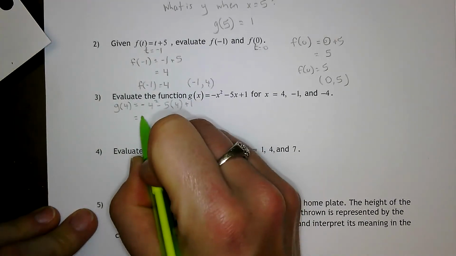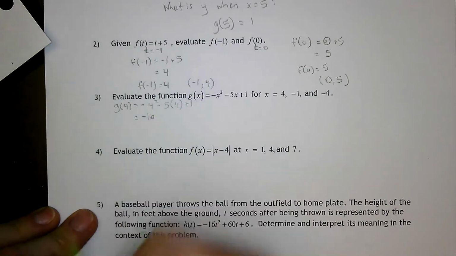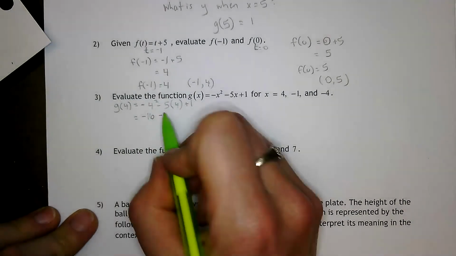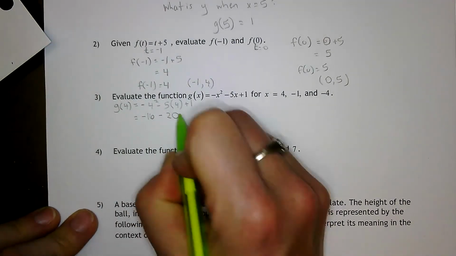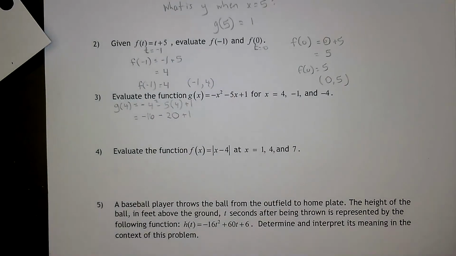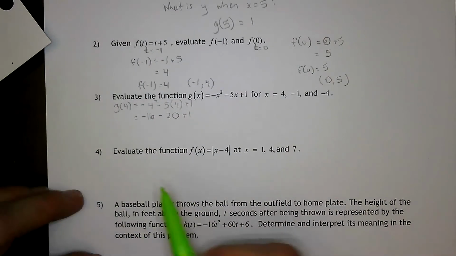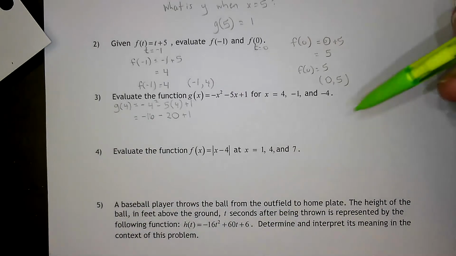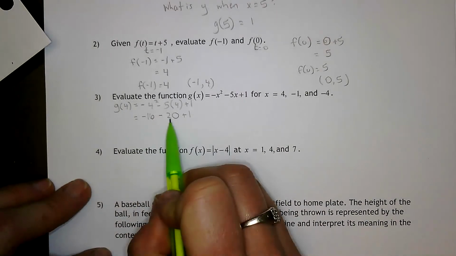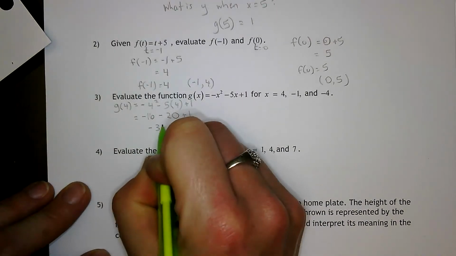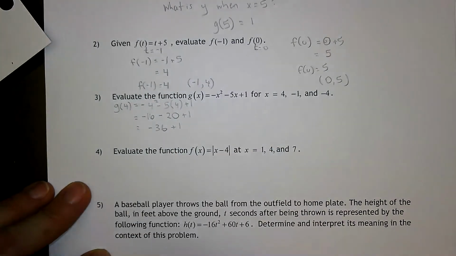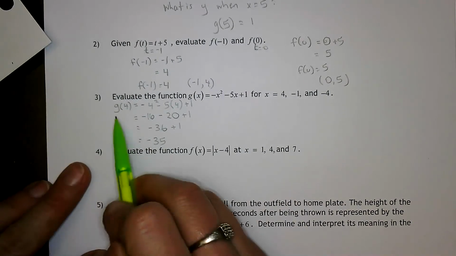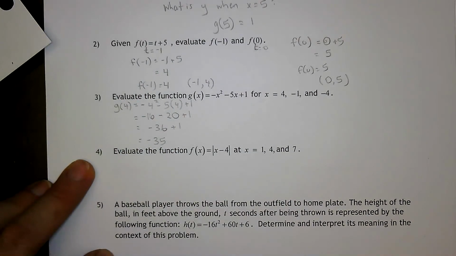This is going to be negative 16 minus, we do exponents first, then we multiply. 5 times 4 is 20, plus 1. Now we do addition and subtraction in order from left to right. Negative 16 minus 20 is negative 36. Plus 1 is negative 35. So g of 4 is negative 35.